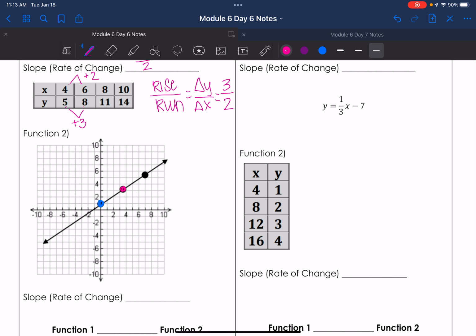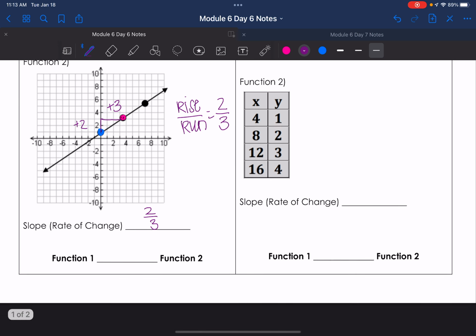Okay, so then we can see that we are moving up 1, 2. So moving up 2 and to the right 1, 2, 3. Okay, so that would be rise over run. This is now 2 over 3. So the slope here is 2 over 3.